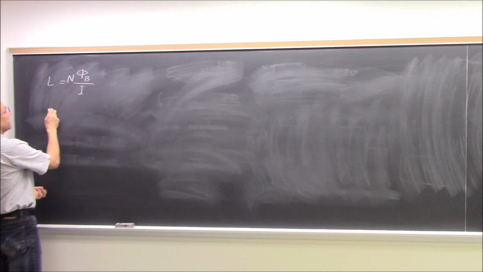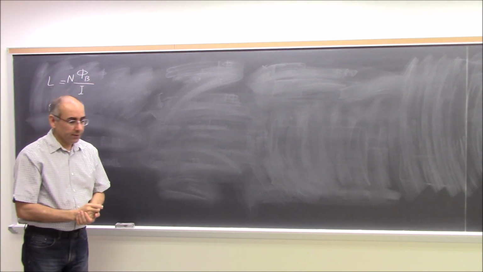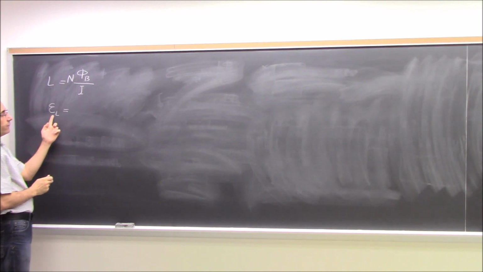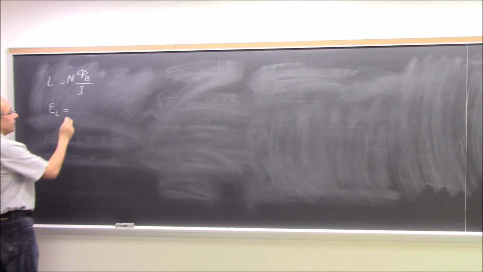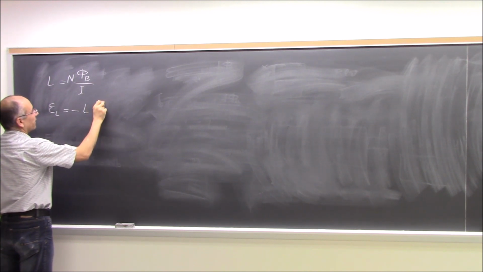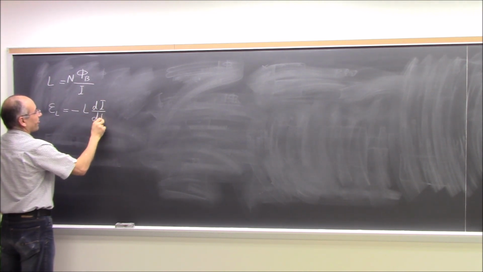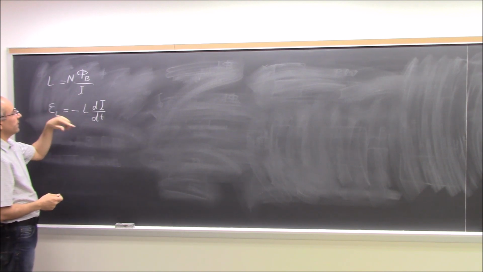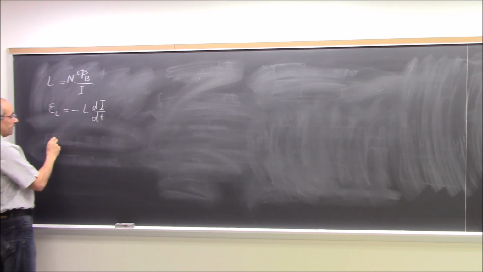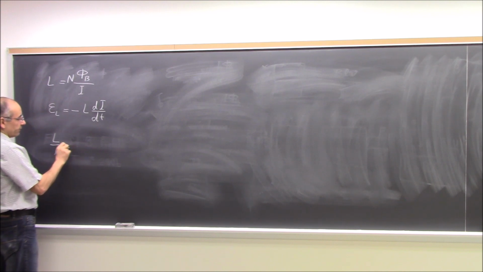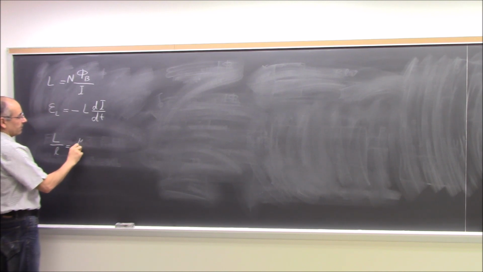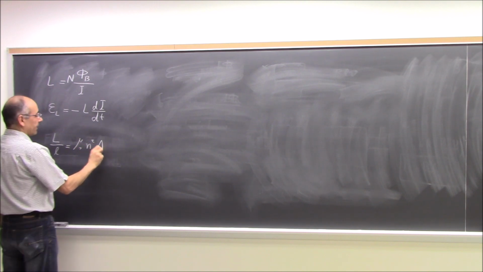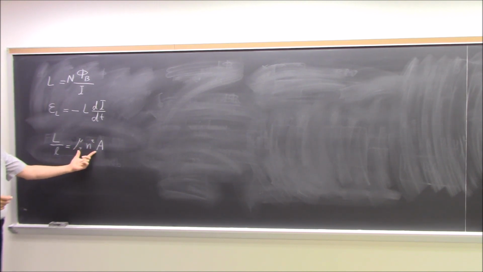But then we said that when current changes in an inductor, it has a back electromotive force, which is given by negative L di over dt. Then we calculated the inductance for a solenoid. We said that inductance per unit length of the solenoid is equal to mu naught n squared times area. It is only geometrical. It depends only on the geometry of the coil.